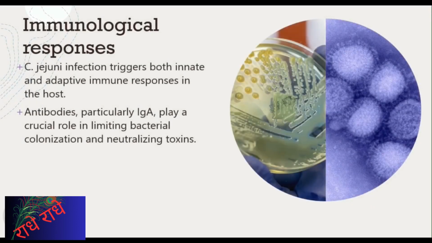Our immune system responds to Campylobacter jejuni infections by producing antibodies, especially IgA, to inhibit bacterial colonization and counter toxins. Investigating these immune responses can help us create more effective methods to improve immunity against C. jejuni infections.